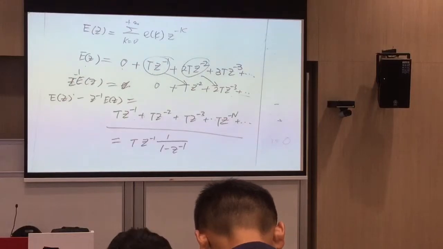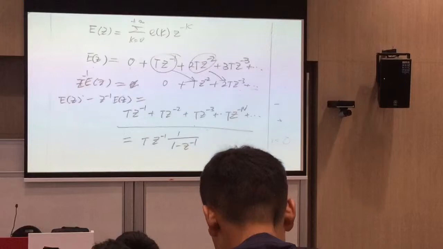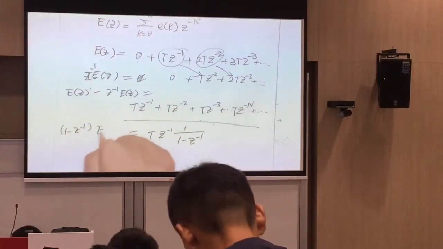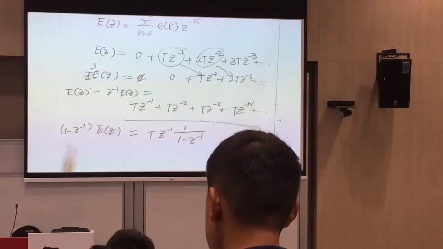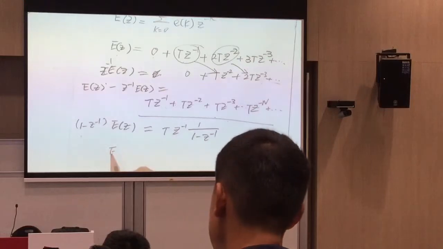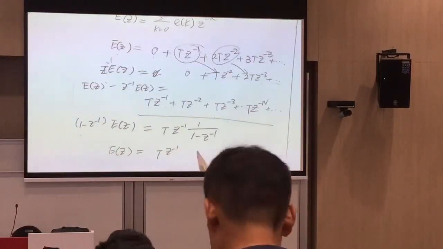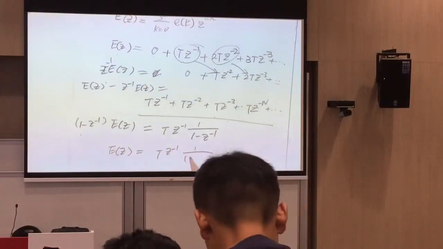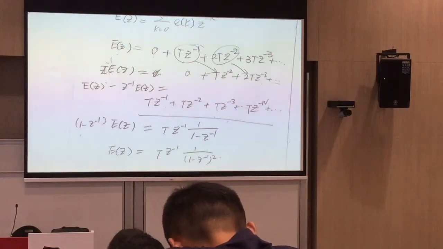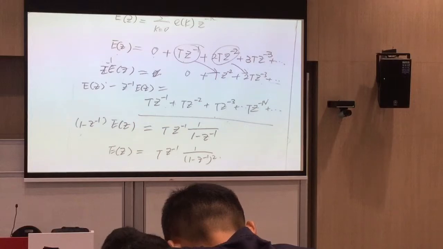Yes or no? Yes, right? That's not no. Okay, this one. Then please relate it here. And this one is 1 minus z power minus 1 multiplied with your Ez, right? Then your Ez will be... is that right?